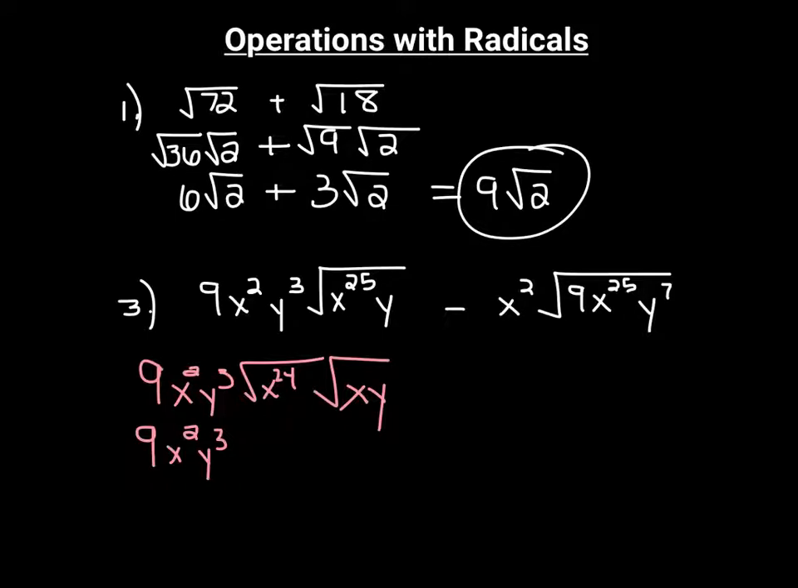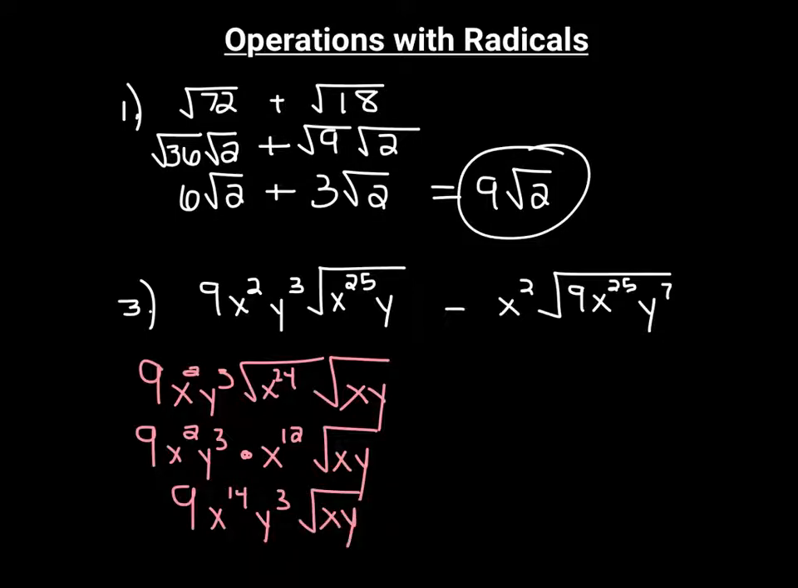Now the square root of x to the 24th, you just take the exponent and divide it by the root, which is a 2. So 24 divided by 2 is 12. So that's going to become x to the 12th. So I'm just going to write times x to the 12th, and I'll bring down my radical xy. Now here we want to multiply these together. So if you multiply x squared by x to the 12th, when you multiply two terms with the same base, we add the exponents. So that's going to give us 9x to the 14th y cubed, and we can bring down that radical xy.